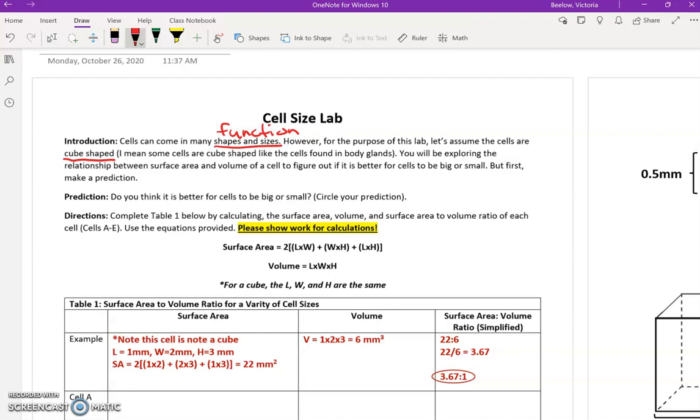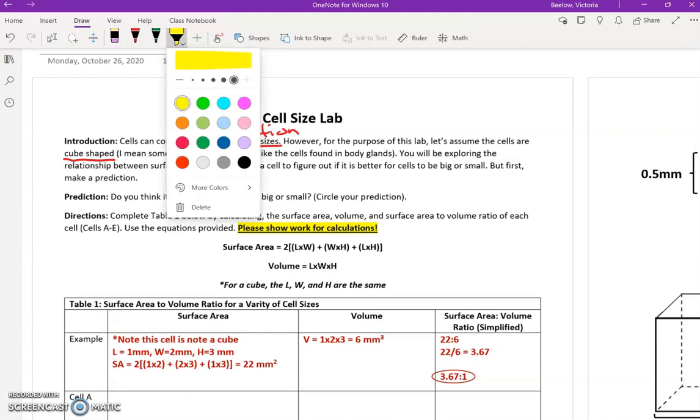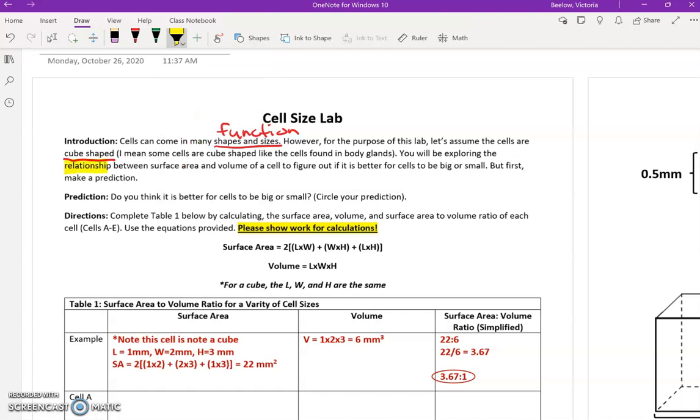And we're going to be exploring the relationship between surface area and volume. And we're specifically going to be looking at the ratio between those two. And we're going to try to figure out, is it better for cells to be large or small?